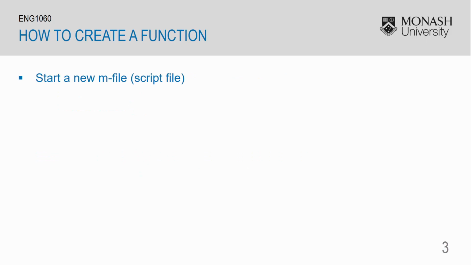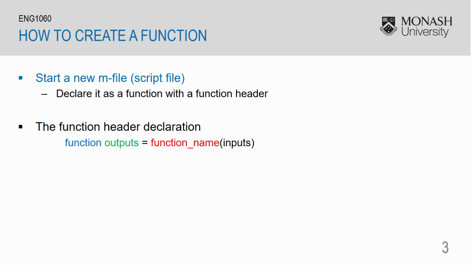So how do we create a function? Well, firstly, we can start a new M file or a script file. We can declare it as a function with a function header. The function header is the word function, then listing your outputs, equals, the function name, and then in parentheses your inputs.